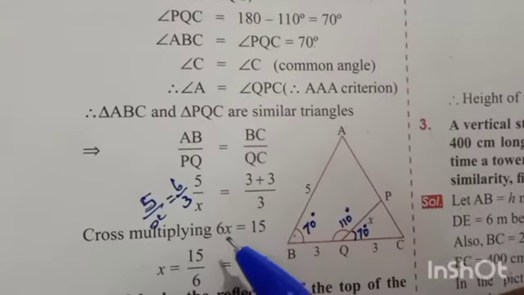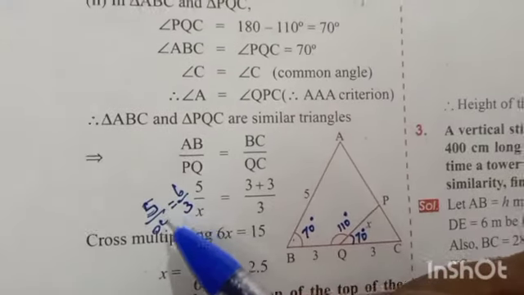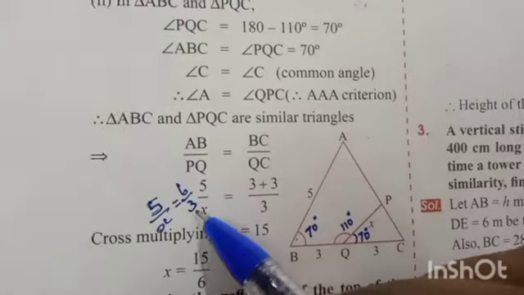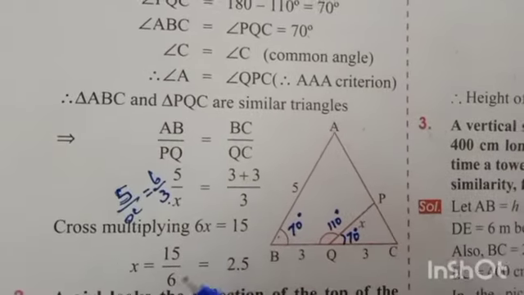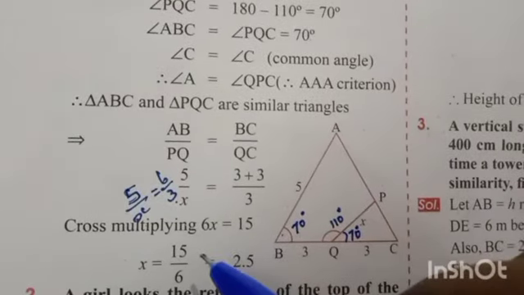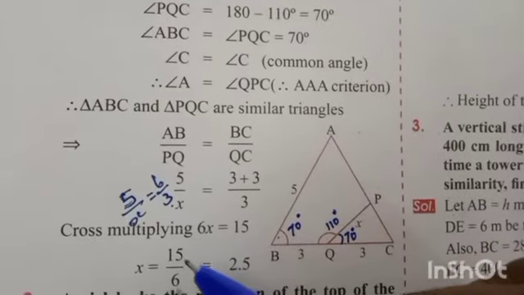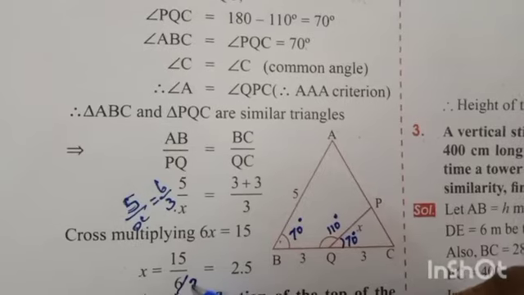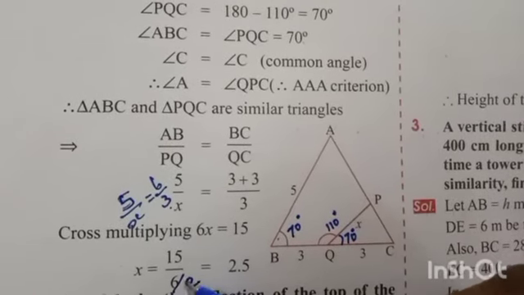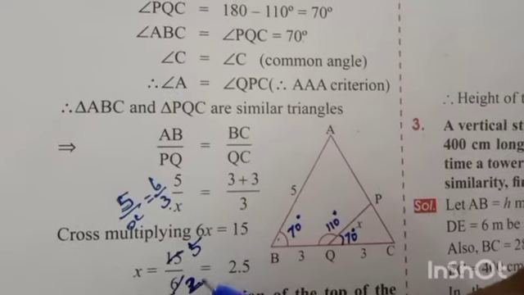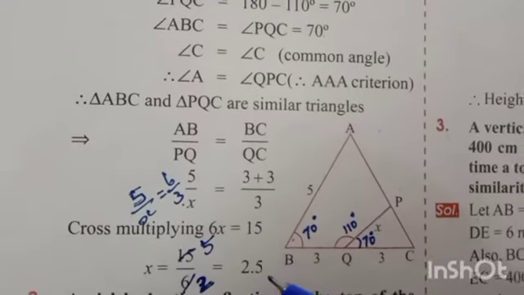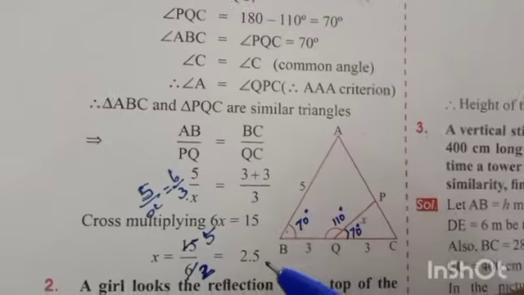Now you have to do cross multiplication, that is 6 into x, 6x is equal to 15. Now we want to find the x value, that is x is equal to 15 by 6. Now cancelling is possible, you have to cancel: 2 threes are 6, 5 threes are 15. Now 5 by 2 is written as 2.5. So the x value is equal to 2.5.